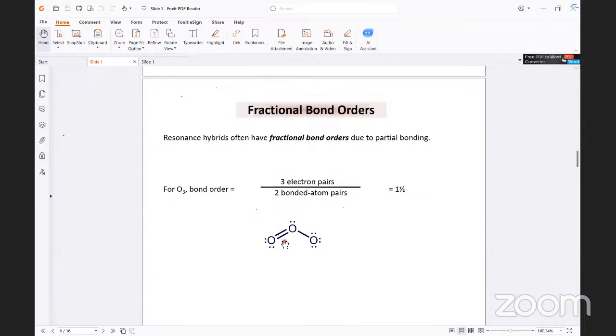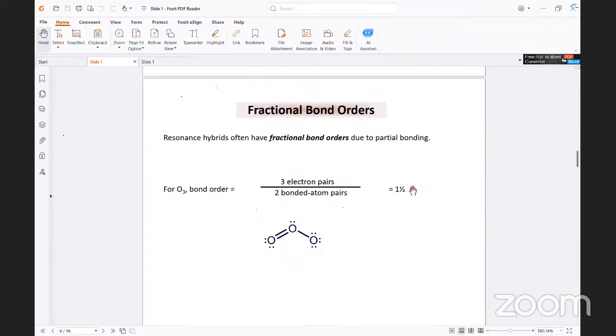1 bond, 2 bond, 3 bond. So those are the bonding electron pair. So the number of electron pairs is 3, divided by the number of bonded atom pairs. This is a pair of bonding atoms. This oxygen to this oxygen is a pair, and this oxygen to this oxygen is a pair. So these 3 divided by 2 will give us a bond order of 1.5.